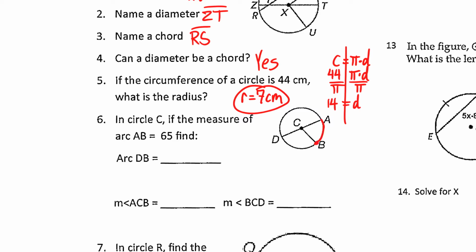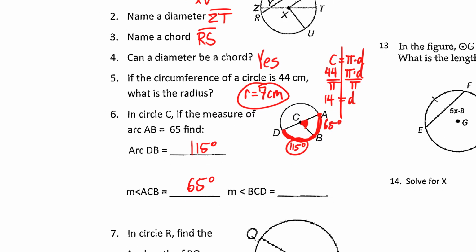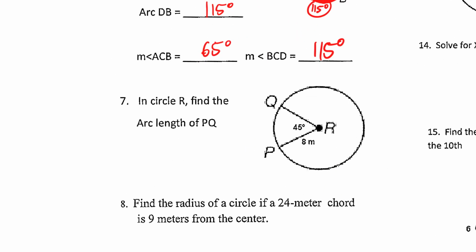If AB is 65 degrees, what is the measurement of arc DB? 115. Why is that? Good. This is half a circle, so you do 180 minus 65, and that gives you 115. How big is angle ACB? 65. A central angle is the same as its arc. And how big is angle BCD? 115 degrees. Number 7 is asking about arc length. This is 2 pi r times m over 360, and that gives you 6.28 meters.